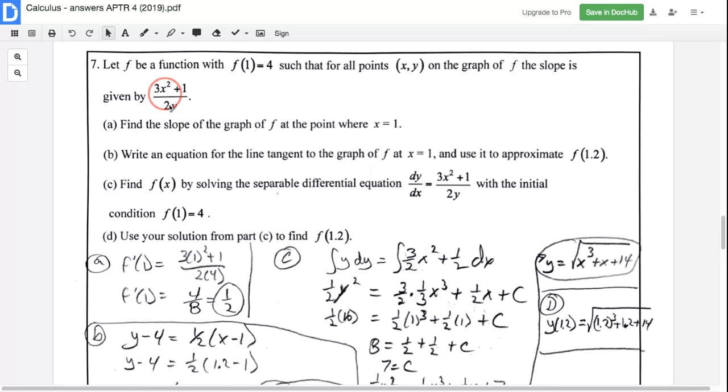Okay. Notice I'm also going to have to plug a y value in. Well, they gave me the y value when x is 1, which is 4. So I'm plugging 1 in there, and I'm plugging 4 in there. When I plug that in, I ended up with 1/2.